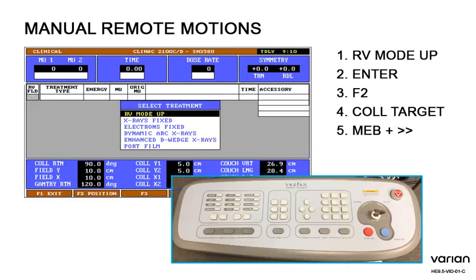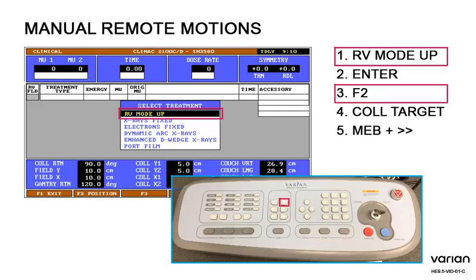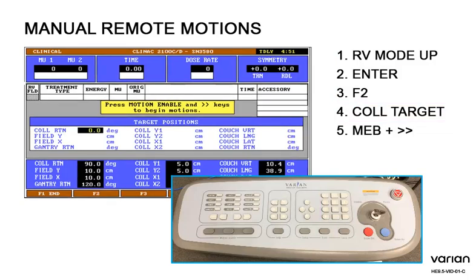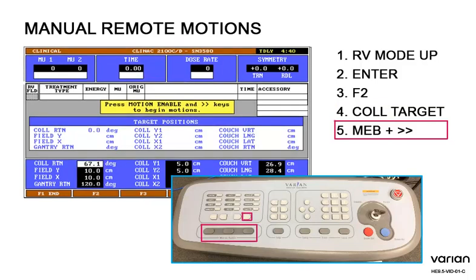This sequence of images shows targeted remote motions for a collimator rotation. First, select the RV mode up, then press Enter. Three, press F2. Four, type in the targeted collimator value. Then press Motion Enable and double arrow key until the collimator reaches its target position. The collimator values will display as the collimator is rotated. The final value will match the target position.